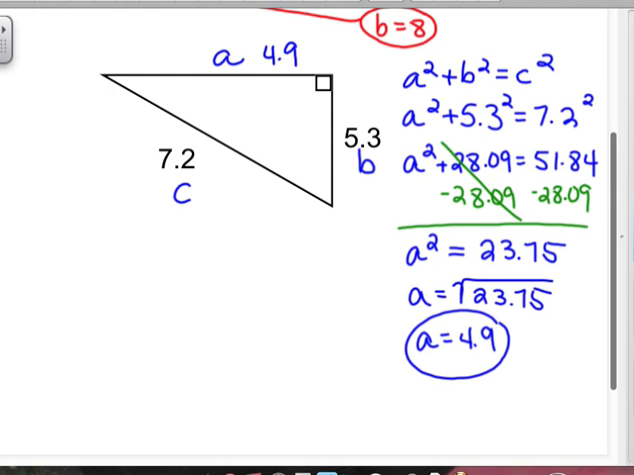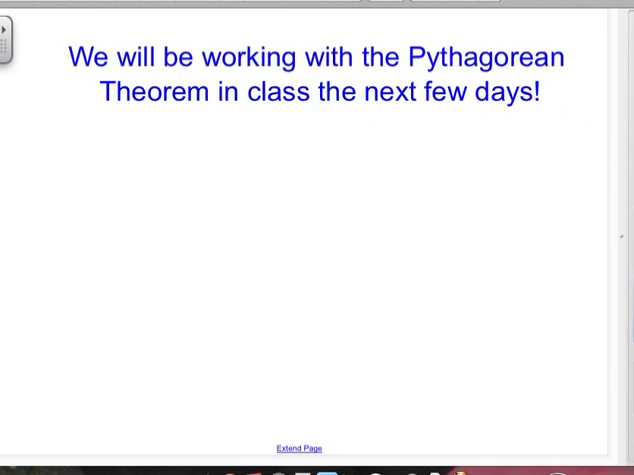But, you know, we're going to baby step our way through this over the next few days of class. I would say probably the next 3 days. We'll just be working with the Pythagorean Theorem over and over and over again until it sinks in. All right? So, welcome to Unit 6. All right, I'll see you in class.